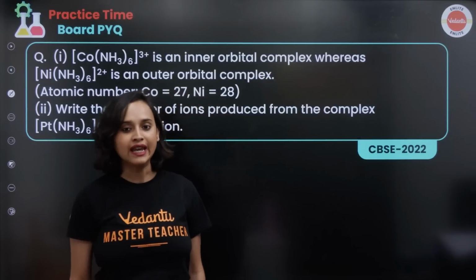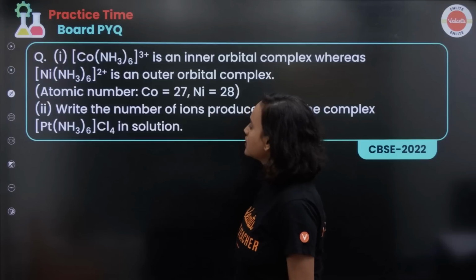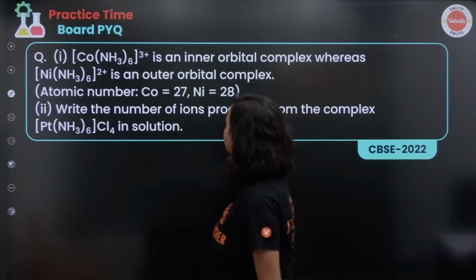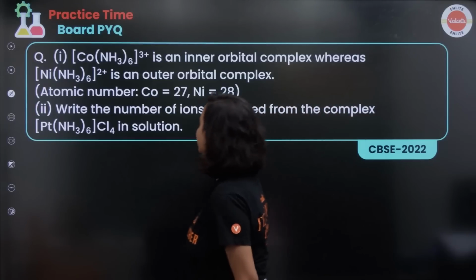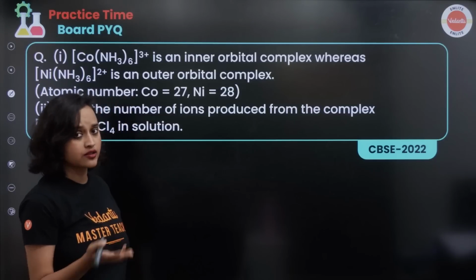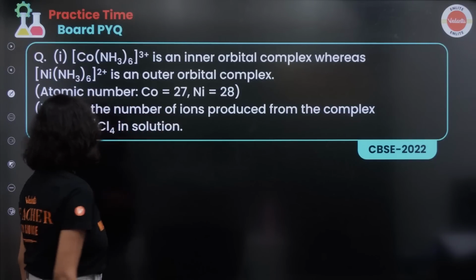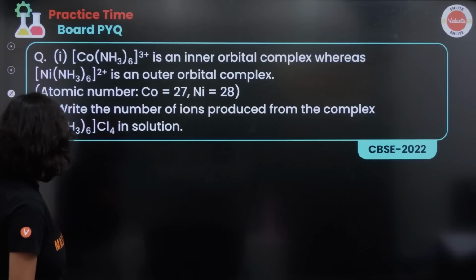Clear? Okay. Now, here is another question: [Co(NH3)6]3+ is an inner orbital complex, whereas [Ni(NH3)6]2+ is an outer orbital complex. Let's find out. Atomic numbers are also given: cobalt is 27, nickel is 28. And write the number of ions produced from the complex [Pt(NH3)6]Cl4 in solution.